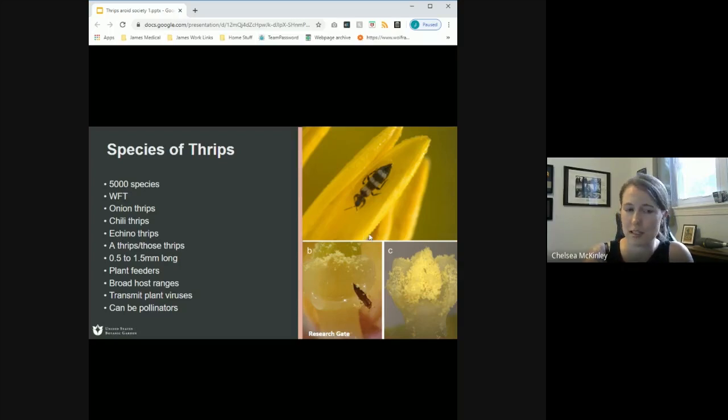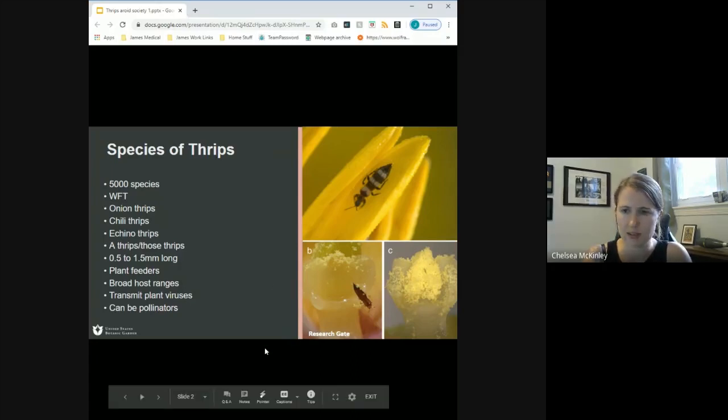And one of the reasons why thrips aren't good to have around, at least the plant feeding type, is because they also transmit plant viruses. So that's no good. And we'll go a little bit more in depth on the plant viruses that could potentially affect your plant collections, particularly tomato spotted wilt virus and impatiens necrotic spot virus.